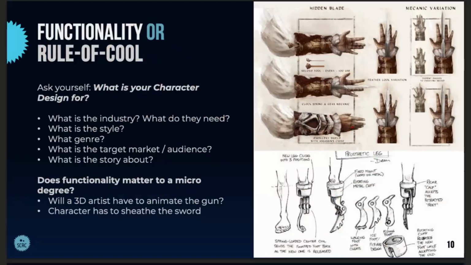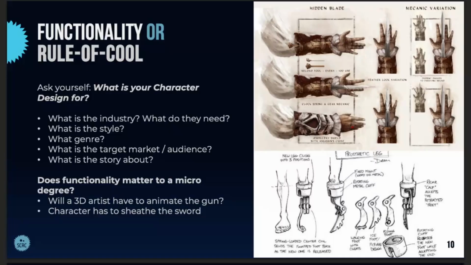This is something that I think about a lot. Okay. Functionality or rule of cool. This is something that I thought about a lot when I first got into character design, and a lot of people ask me, okay, where does functionality end and where does aesthetic start? Because sometimes when you're creating this thing, you're like, okay, it functions, but it looks boring. So what is some degree that you can mess around with?